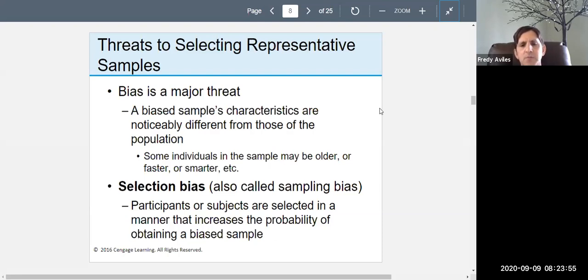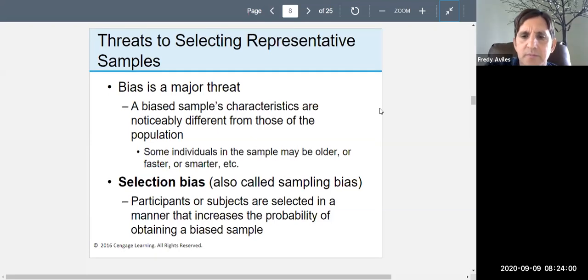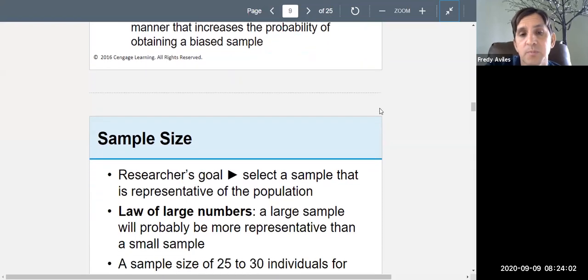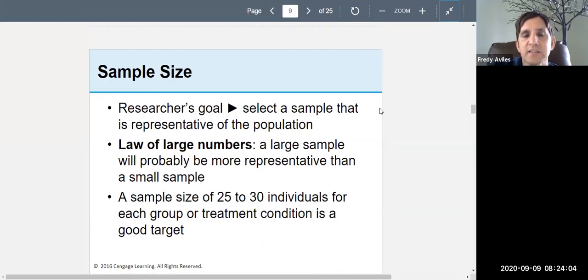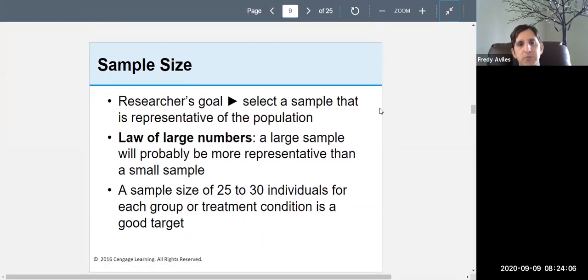It comes in many forms, of course, but that's selection bias. Sometimes we're not aware that our sample is biased. Now, there is something also known as sample size. You need to be concerned about your sample size, okay? The researcher's goal is to select a sample that's representative of the population. And the law of large numbers says that a large sample will probably be more representative than a small sample.